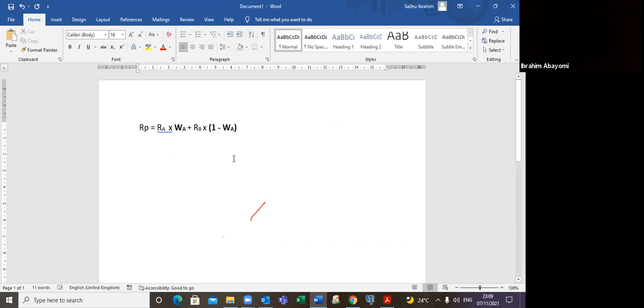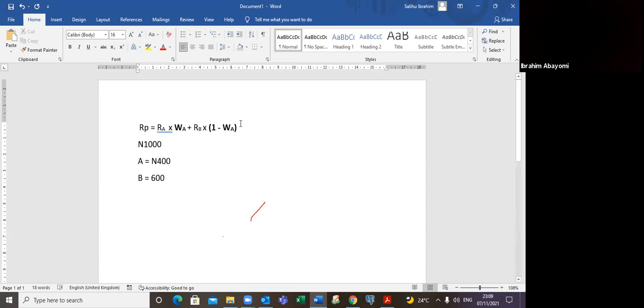When I say weight of A, it simply means the proportion of my money that I have invested in A. If I have 1,000 naira, and I've decided to invest in asset A, I invested 400 naira. And on asset B, I invested 600 naira. What is the weight? The weight is the proportion that I have invested in A and the proportion that I've invested in B.